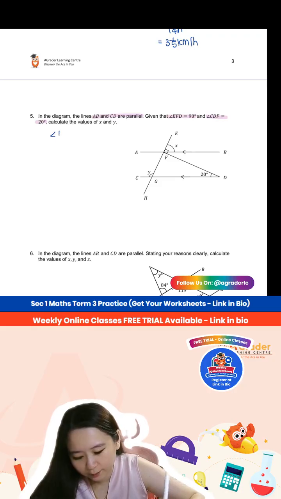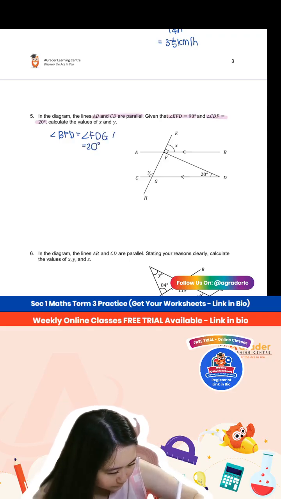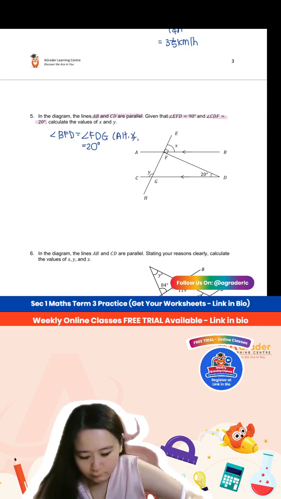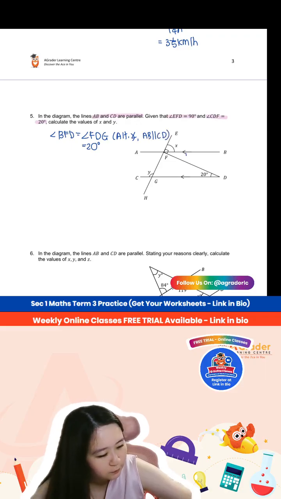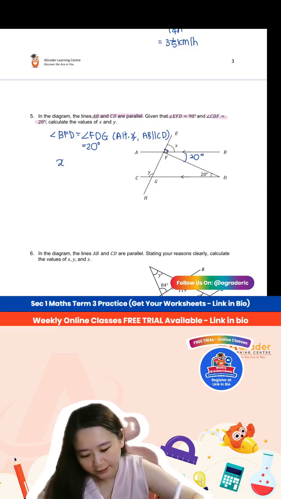So angle BFD equals angle FDG using alternate angles. So here is actually 20. Then we know that this is 90 degrees, we can find x.